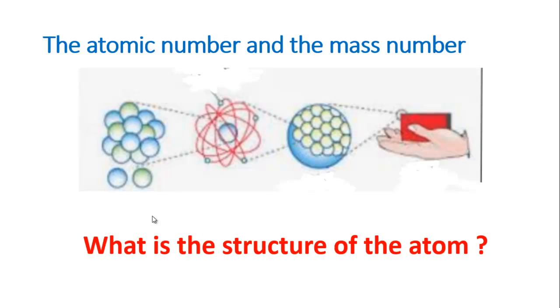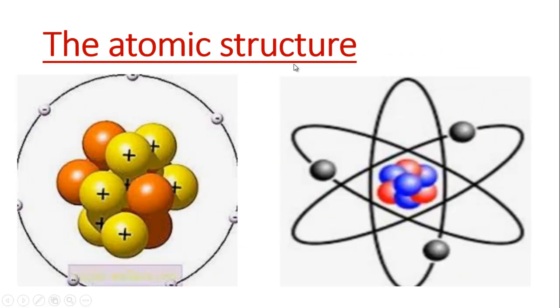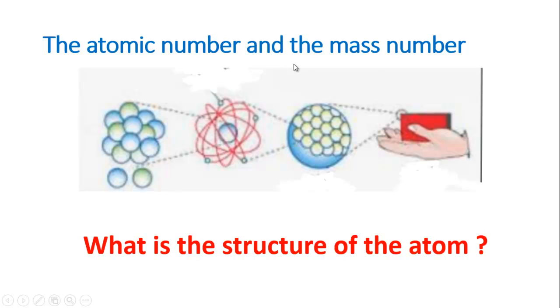Another slide. The atomic number and the mass number. Any element has two numbers. One of them is written below the element and another number is written above the element. The number which is written below the element is called atomic number. The number which is written above the element is called the mass number.